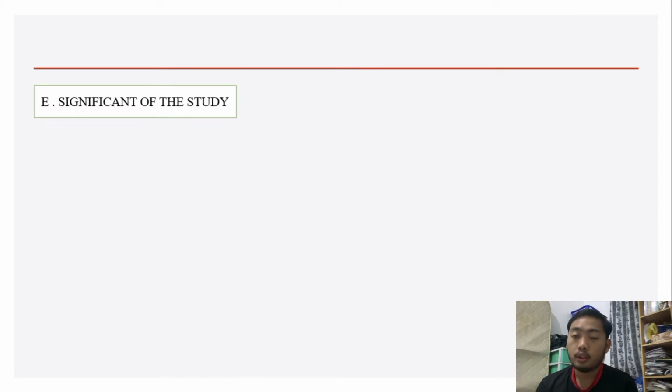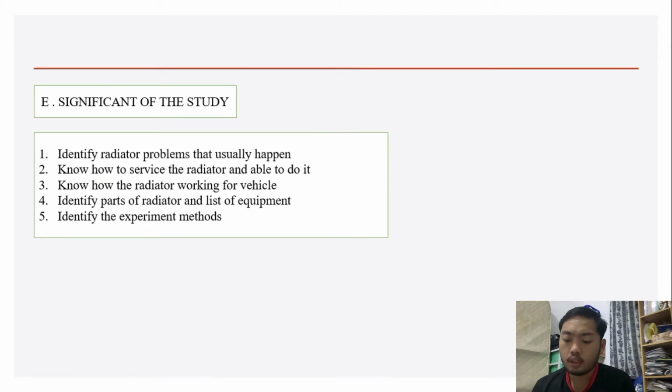E is significance of the study. First is identify radiator problems that usually happen. Second is know how to service the radiator and be able to do it. Third is know how the radiator works for a vehicle. Fourth is identify parts of the radiator and list of equipment. And lastly, identify the experiment methods.